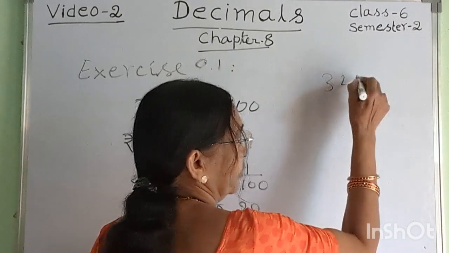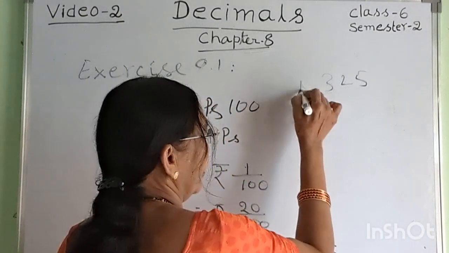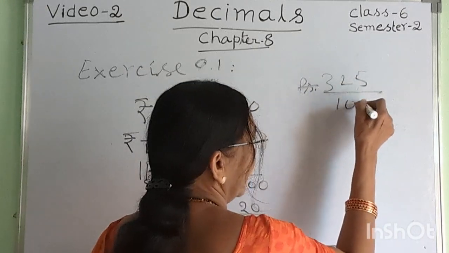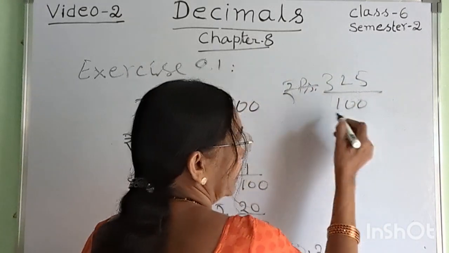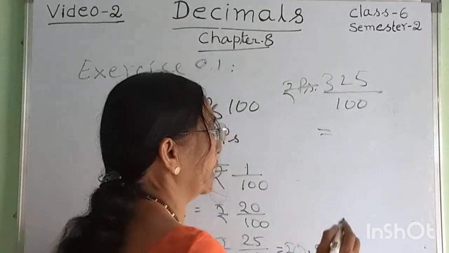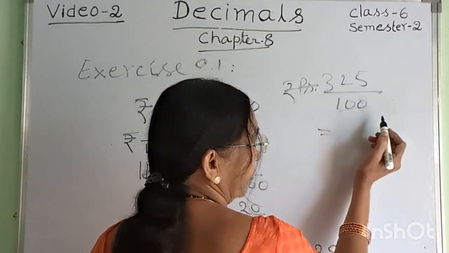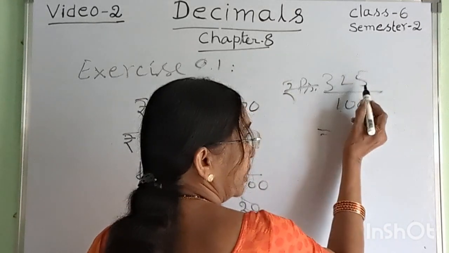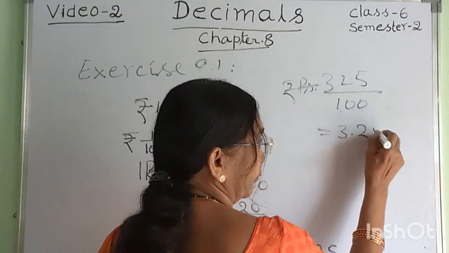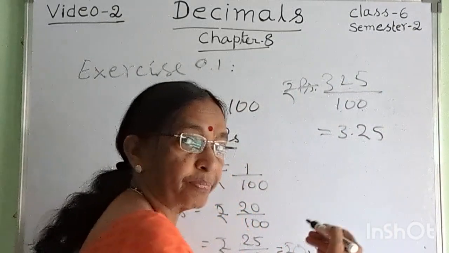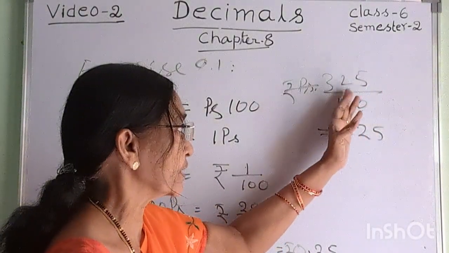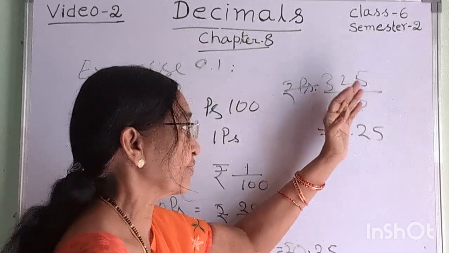Suppose 325 paise is there. If we convert it into rupees, it becomes 325 by 100 rupees. If you want to convert it into a decimal number, as 100 is the denominator, we have to put the decimal point after 2 digits from the right, therefore 3.25. So we count from right to left. If there is 100, we put the decimal after 2 digits from the right side.